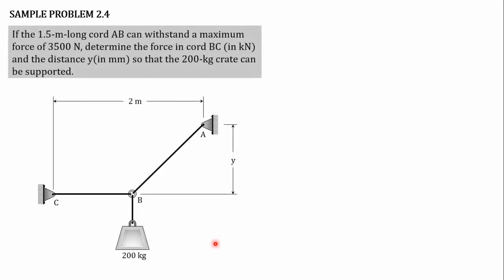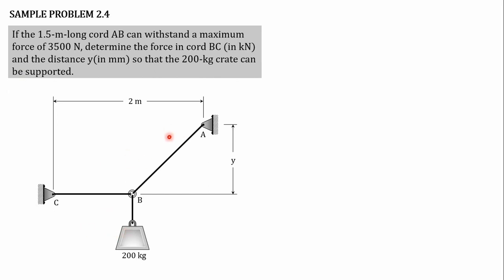How about another problem? Sample problem 2.4. If the 1.5 meter long cord AB can withstand a maximum force of 3,500 Newton, determine the force in cord BC in kilonewton, and the distance Y in mm, so that the 200 kilogram crate can be supported.